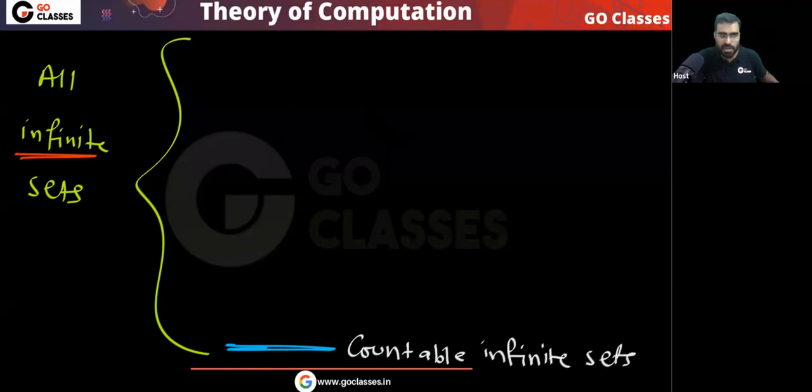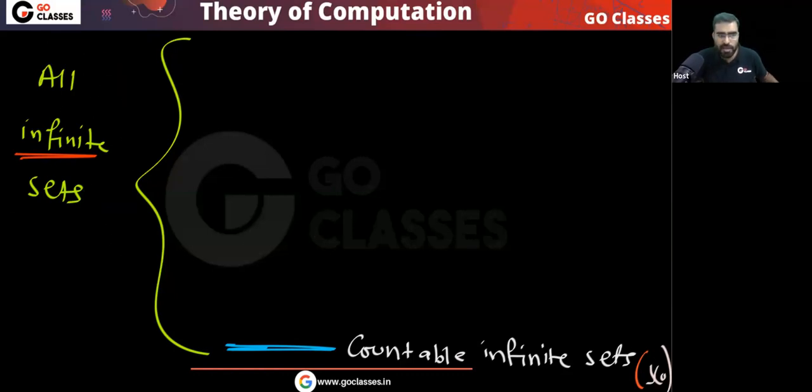This is the lowest level. He called it countable infinite sets, and he denoted this by a symbol, aleph-zero. Anyway, don't worry about the symbol. But I'm saying that this is what Georg Cantor did.